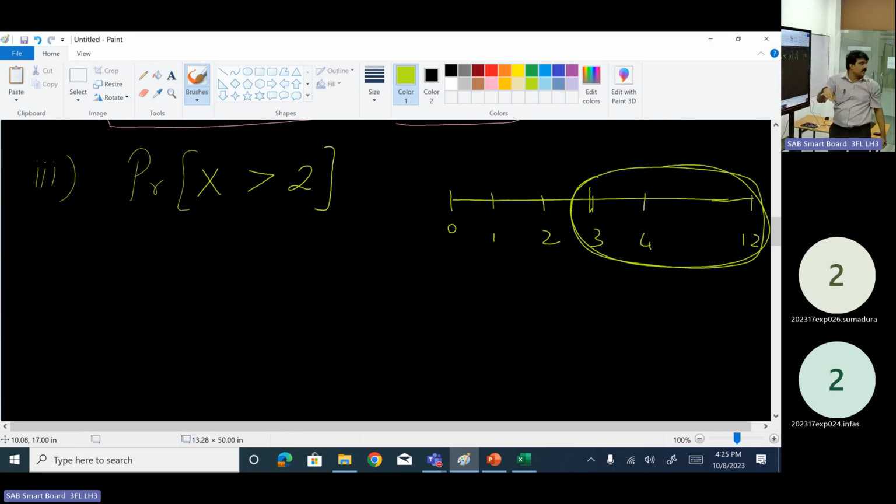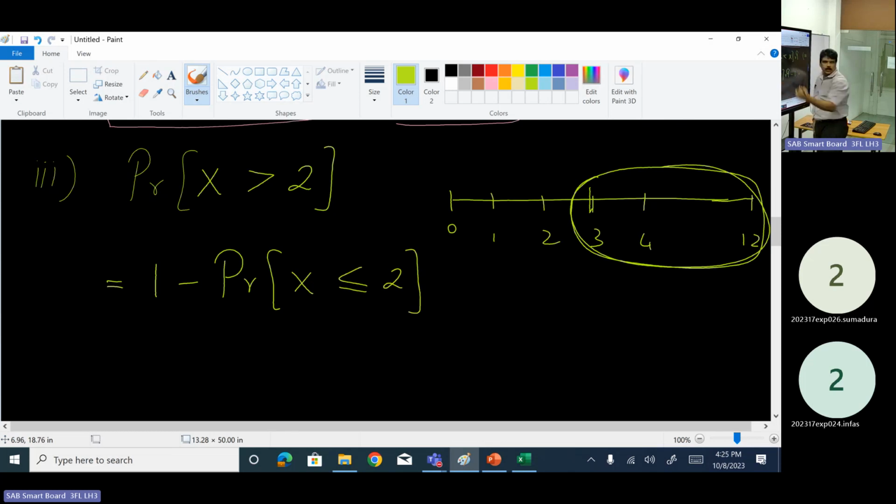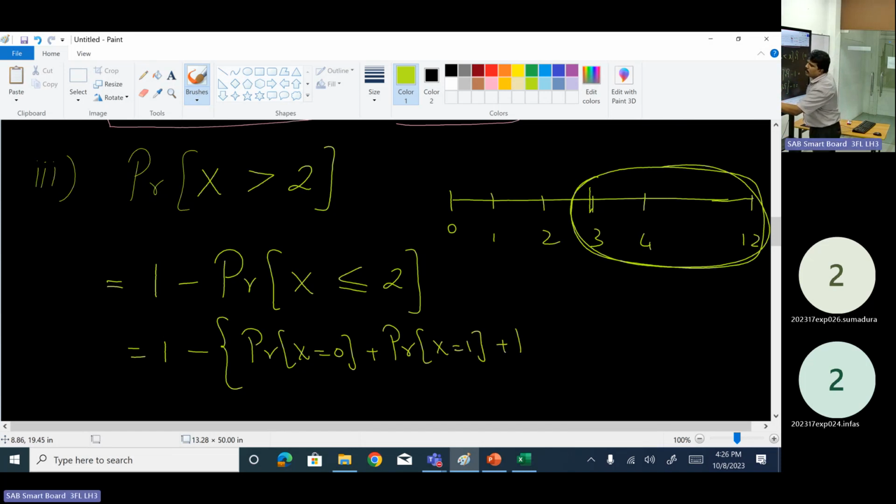So we go for the reverse. This is equivalent to 1 minus probability X less than or equal to 2. The original expression doesn't have the equal sign, so the reverse will have the equal sign. So now 1 minus, what are the possibilities? Probability X can be 0, X can be 1, or X can be 2. All these have already been calculated, so we can just substitute the values and get the answer.